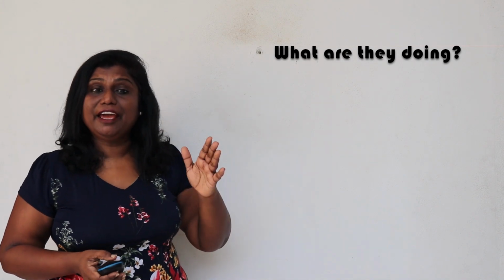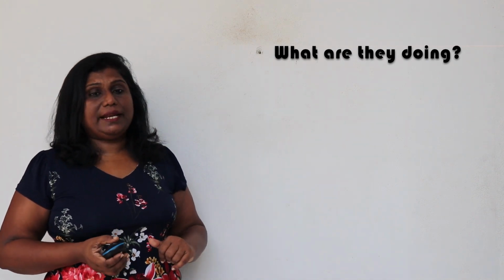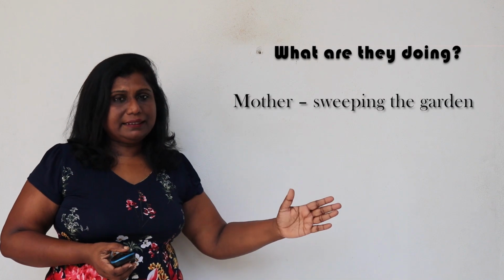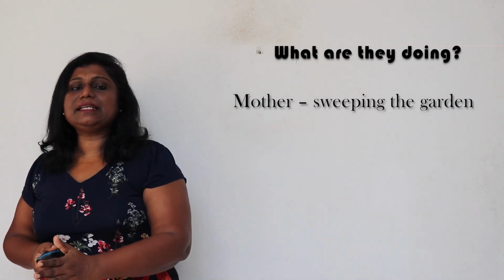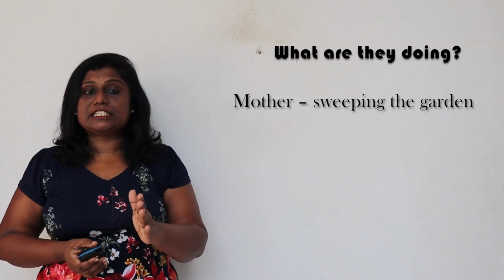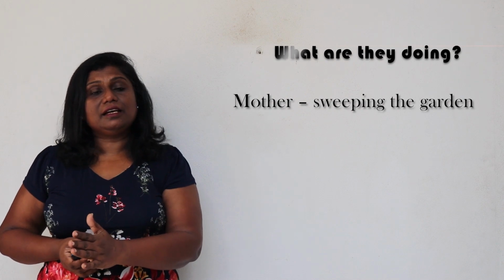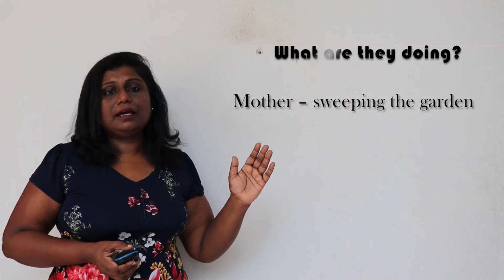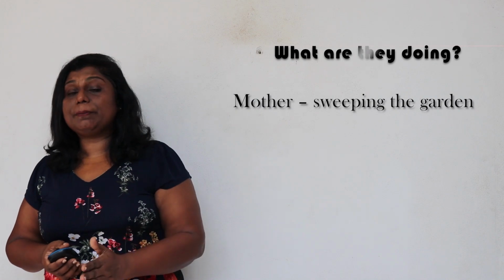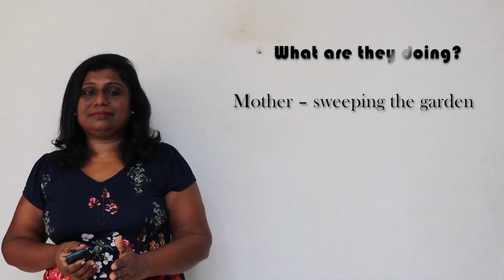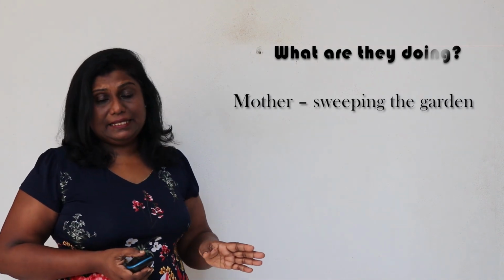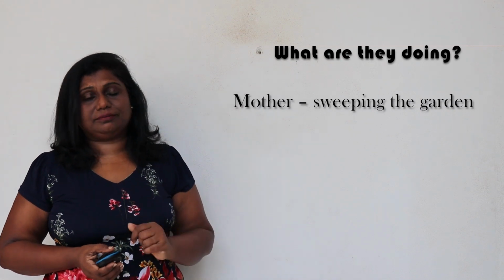Now you have to find what each of these people or animals does. What are they doing? I'll give you an example. Mother sweeping the garden. So you can write it in front of the character. Mother sweeping the garden. I'll give you a few minutes. You can write it down.